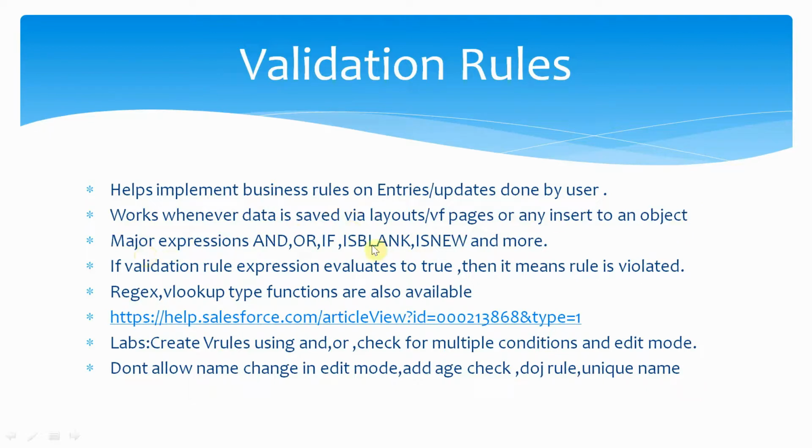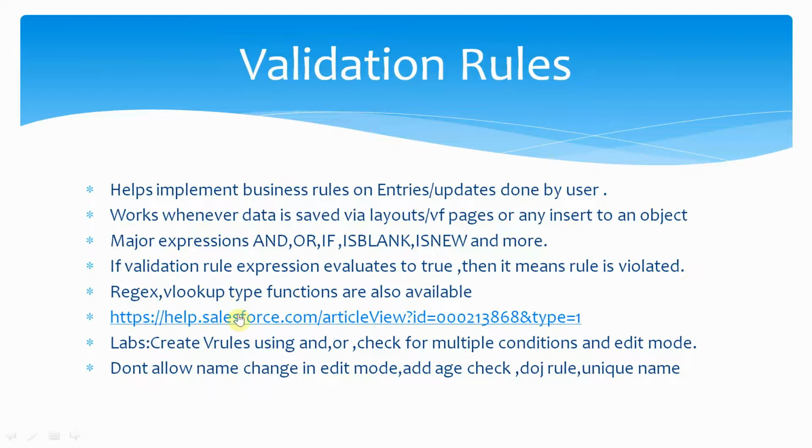You have a complete expression builder, and functions like AND, OR, IF, ISBLANK, ISNEW. There are some methods, functions you can use. And if you look at it, we have a validation expression builder in which you can build complex validation, and each of those functions have detailed explanations and examples as to how to use them. If the validation rule evaluates to true, it means that the rule is violated and the business process stops.